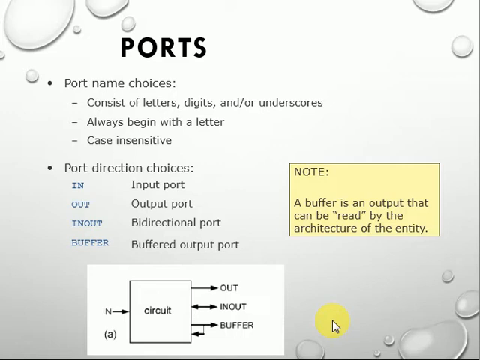Now remember that this buffer is an output that can be read by the architecture of the entity, so we need to specify it that way. But mostly while writing VHDL programs, try to avoid using buffer. Instead, you can have an internal connection in the circuitry rather than using buffer as a port. So these are the different types of ports that we need to specify in the port declaration.